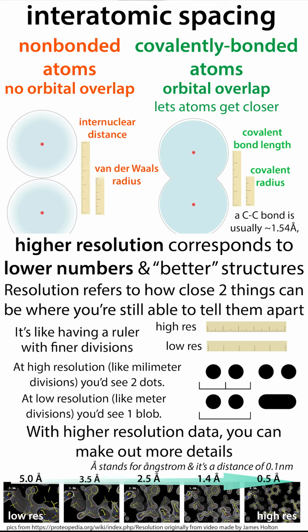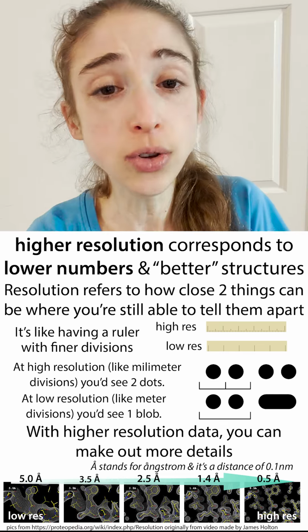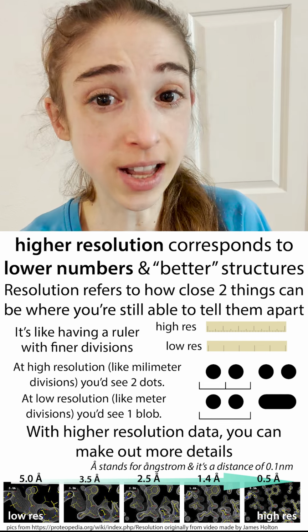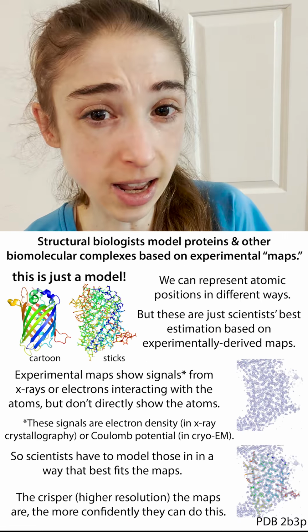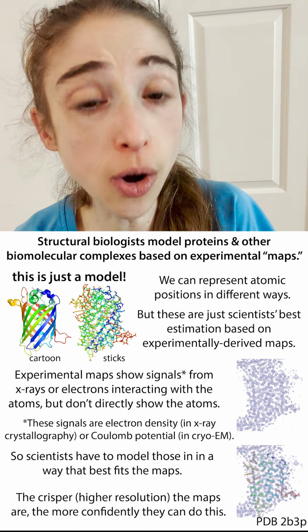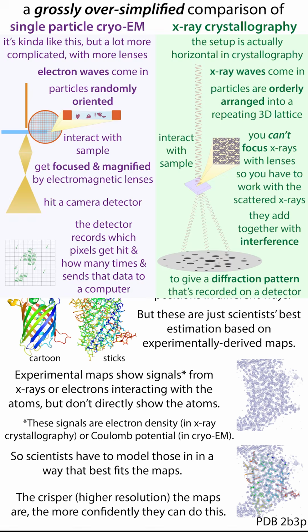The separate things that we care about in structural biology are typically going to be atoms. The shorter the distance between those atoms where we can still tell they're separate atoms, the higher the resolution. So the lower the number of the resolution, the higher the resolution of the structure, the crispier the experimental data. And the scientists have to actually go and build that model into that data.